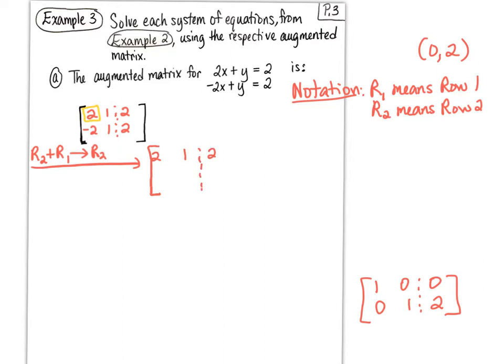Now, row 2 plus row 1. Negative 2 plus 2 is what? 0. So this is going to change to 0. 1 plus 1 is 2. That's where this 2 comes from. And then what's the last one going to be? 4, because 2 plus 2 is 4. You got it.